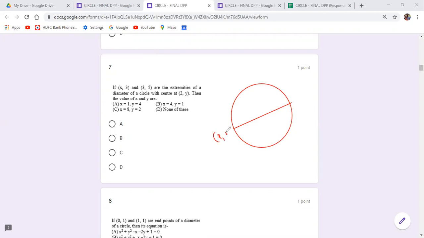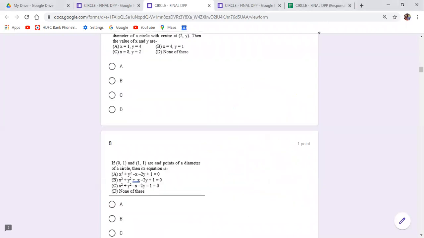You will be having like this here: x comma 3 and 3 comma 5, and the center is 2 comma y. So x plus 3 by 2 should be 2, and 3 plus 5 by 2 should be y. So x should be 1 and y should be 4. Is it okay? Tell me the next one. 12th one, sir.